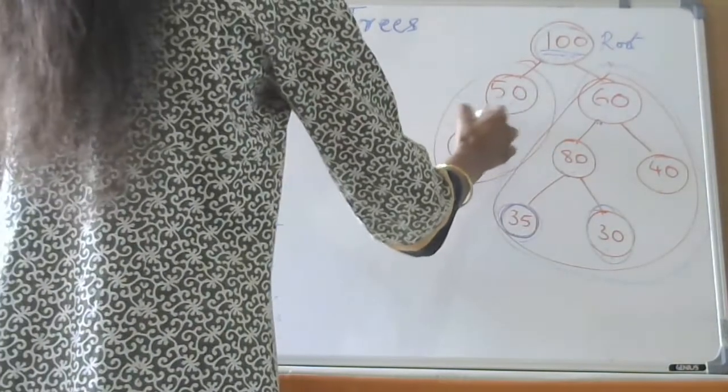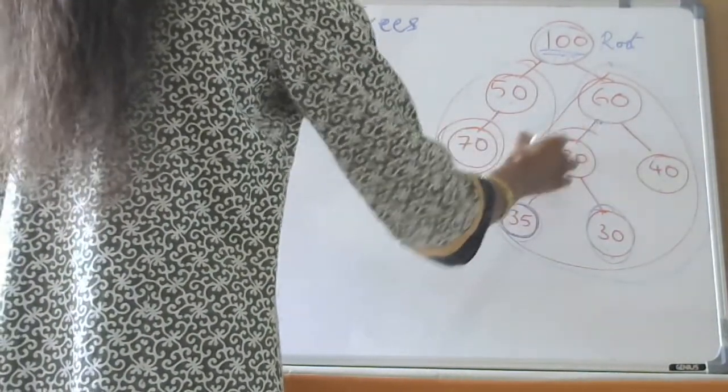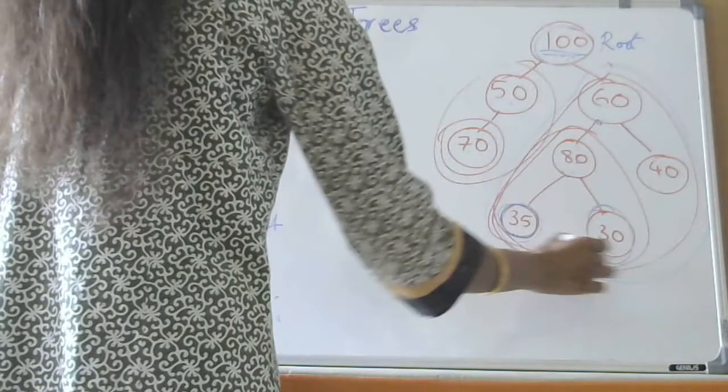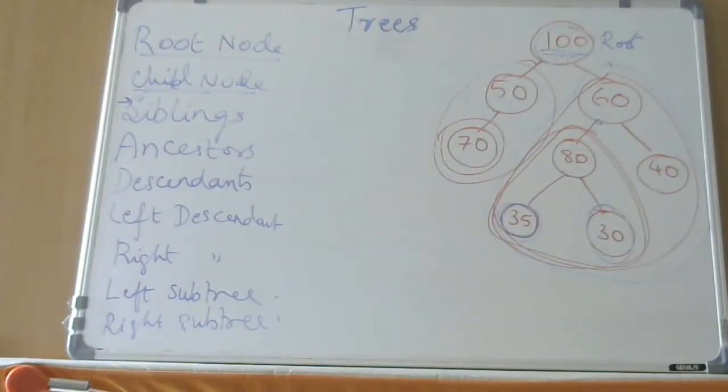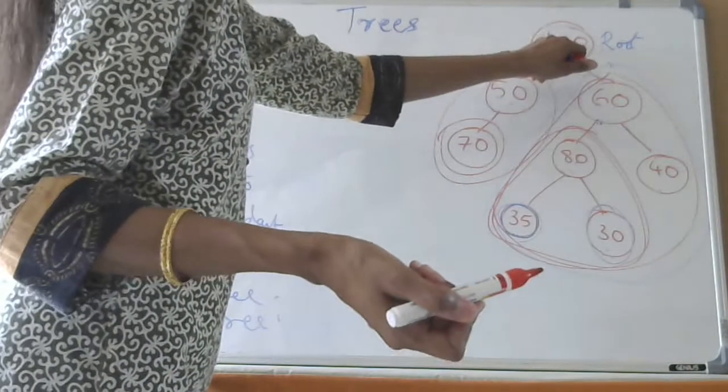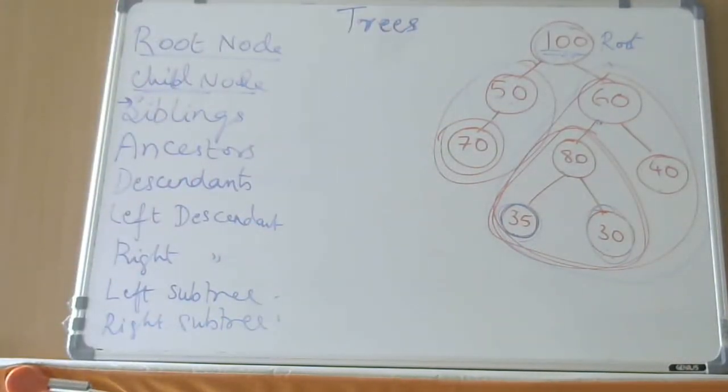Similarly, this becomes the left subtree of 50. This becomes the left subtree of 80, 35 and 30 become the left subtree of 60. 40 becomes the right subtree of 60. 60 and 40 will become the right subtree of 100. Like that.